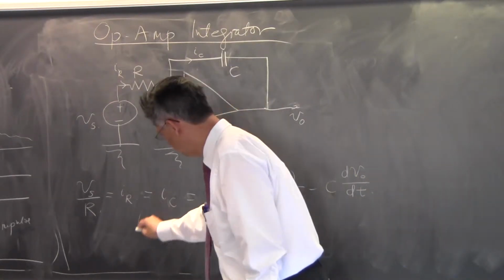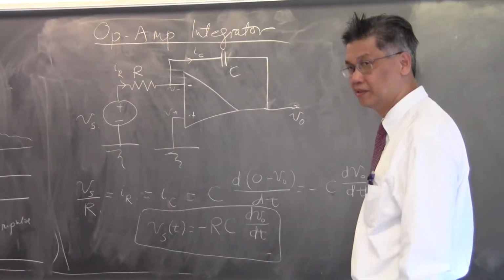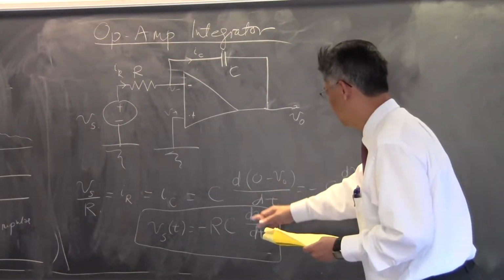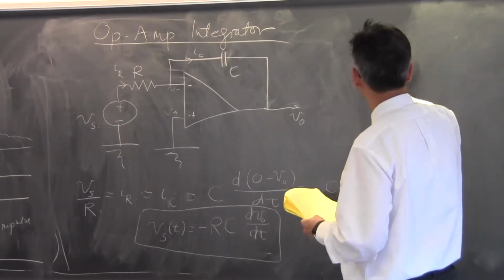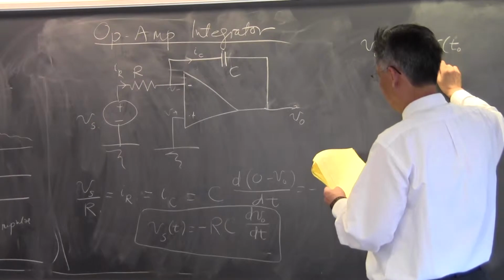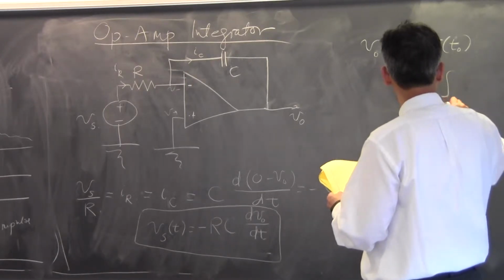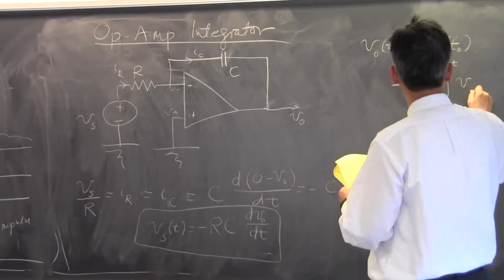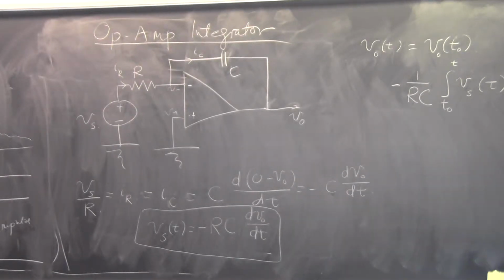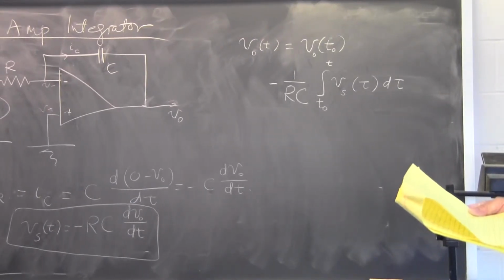But I want to turn this around so that Vout becomes the output and Vs becomes the input. So I turn this into an integration. I just integrate that equation, and I get V0 of t, the output signal, equal to V0 at t0 minus 1 over RC times the integral from t0 to t of Vs of tau d tau. Remember that tau is just a dummy variable of integration. Okay, so this is an op-amp integrator circuit. Are there any questions regarding this?